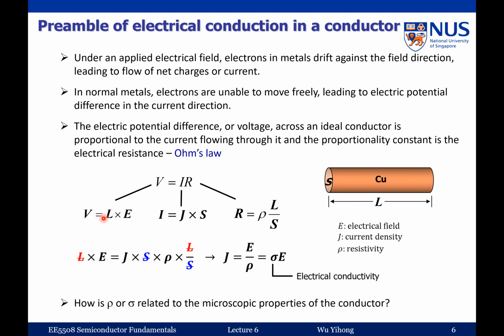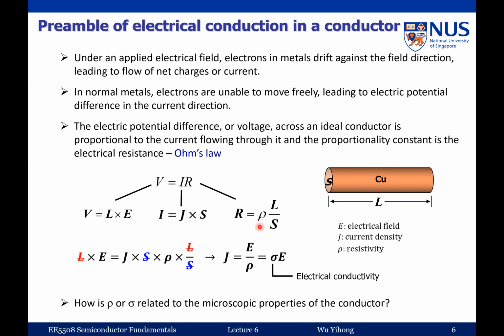If the electric field is uniform, then V is given by L multiplied by E, so electric field multiplied by the length. Suppose that the E is uniform. And the I, of course, is given by the current density multiplied by this cross-section area. So again, we assume that this current density is uniform, and then you can do this.